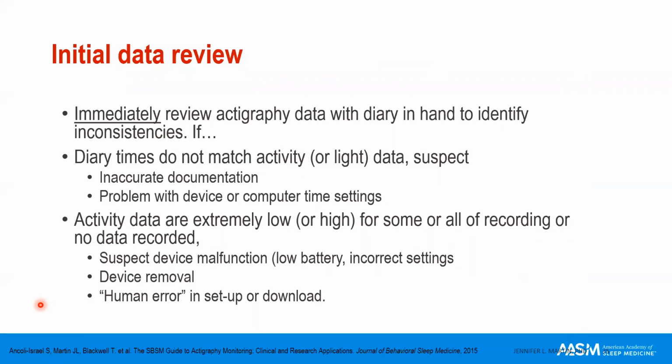One of the critical things about actigraphy is that once you get the device back from the patient, you review it very quickly. One of the reasons is that if something doesn't line up, sometimes you can ask the patient what happened, and they may still be able to tell you. So you might identify inconsistencies because the diary information doesn't match the activity or light data. The most common reason is that the documentation is inaccurate.